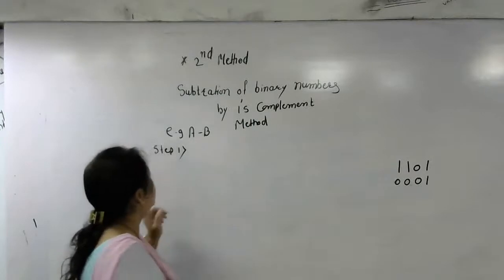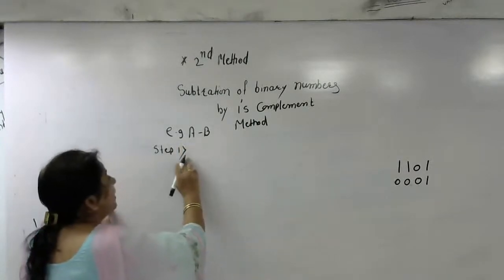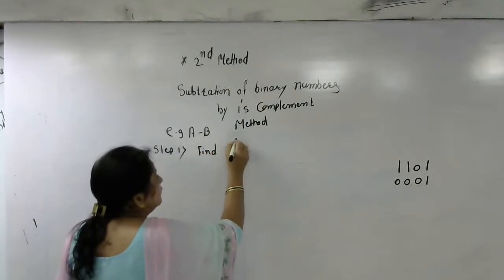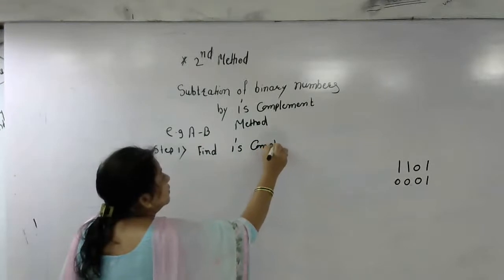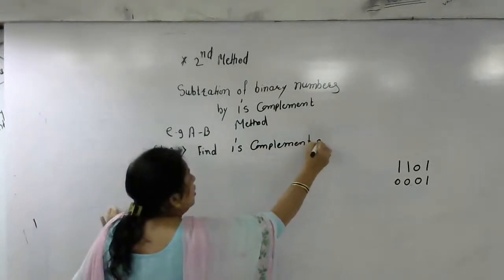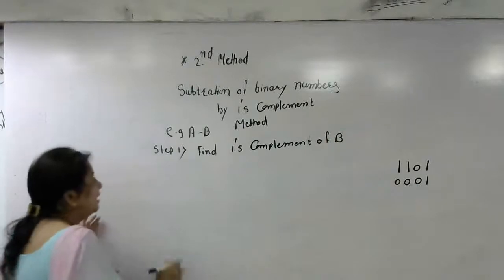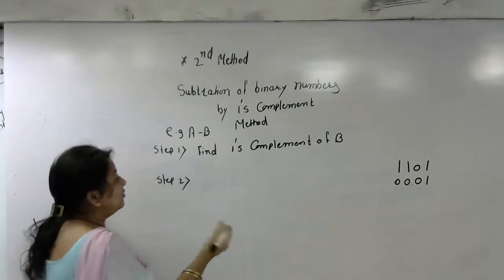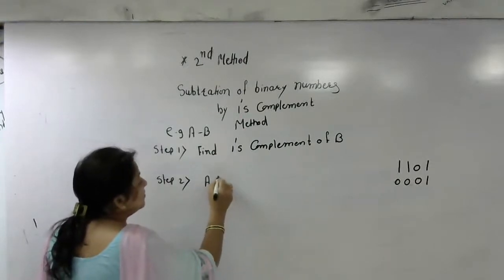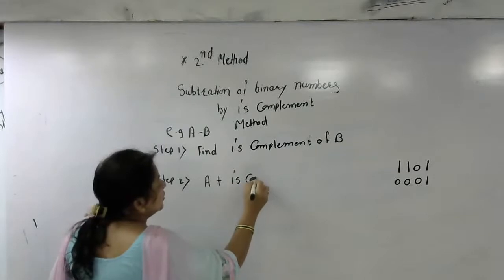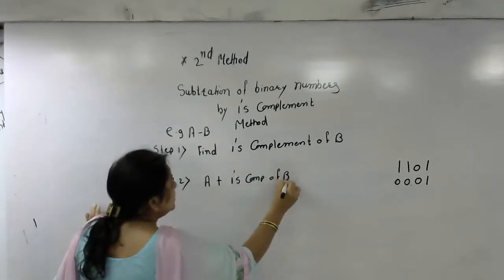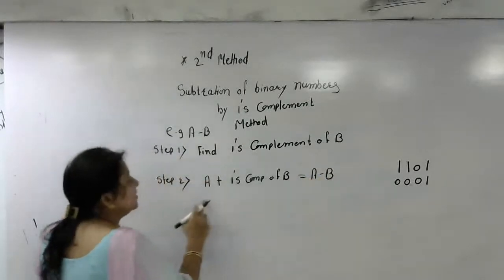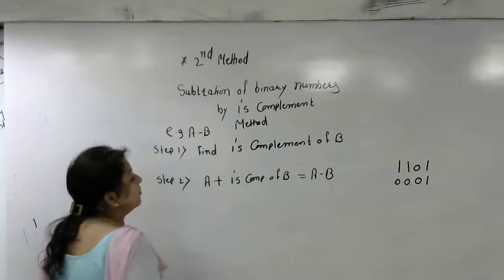So here, first step in A minus B in the 1's complement method: find the 1's complement of number B. What is step 2? Then subtraction is converted into addition. Therefore, A plus the 1's complement of B is equal to A minus B. A minus B is nothing but A plus the 1's complement of B.